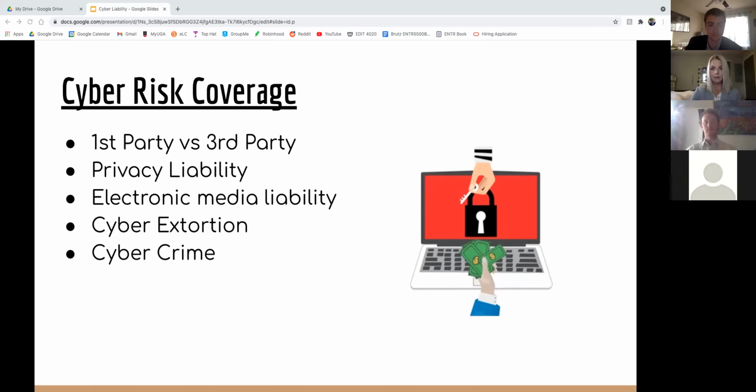Electronic media liability is third-party coverage. This covers non-media companies that have social media accounts or websites. Most electronic media liability claims arise out of copyright infringement of pictures that companies are unauthorized to use on their website. Media liability coverage also covers any type of intellectual property, including claims from defamation, slander, and libel.